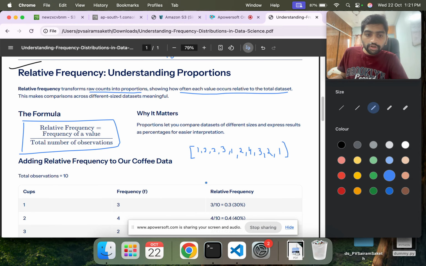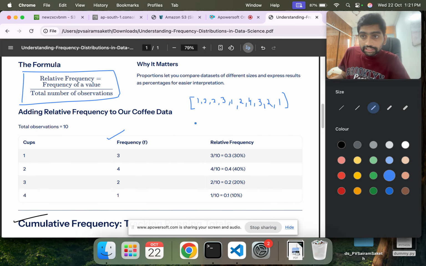So first, you will create a frequency table. In the frequency table we will count how many times 1 is present, how many times 2 is present, how many times 3 is present, how many times 4 is present. So here 1 is present 3 times, so we will write 3. 2 is present 4 times, so we will write 4 here. Since 3 is present twice, we will write 2 here. 4 is present 1 time, so we will write 1 here.